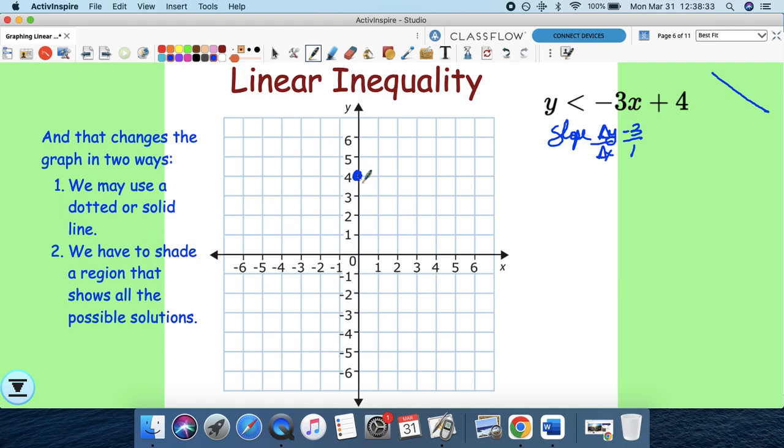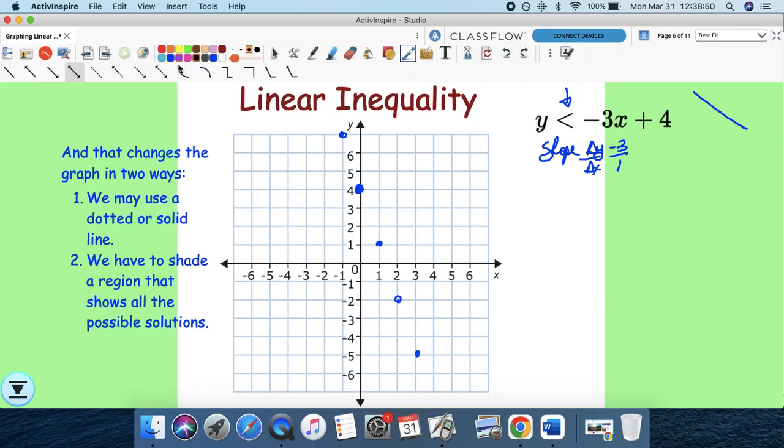So let's count 3 on the y. 1, 2, 3, and we're going to go right 1. 1, 2, 3, right 1. 1, 2, 3, right 1. 1, 2, 3, and then left 1. And this time around, look at your inequality sign. It doesn't have the equal sign, so we're going to use a dashed line.